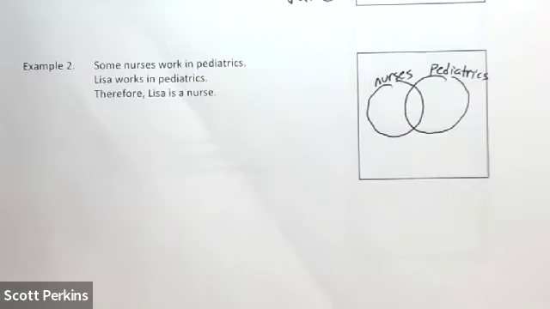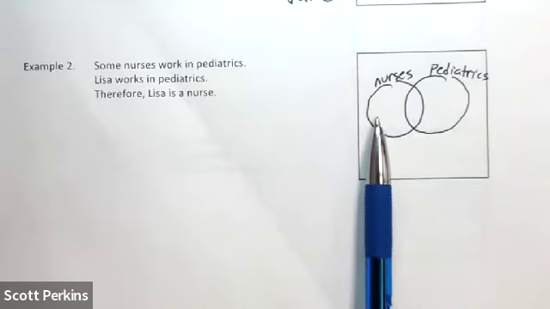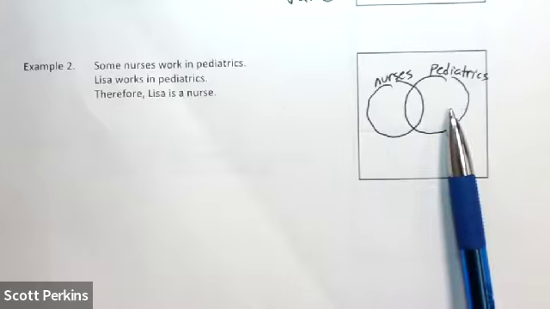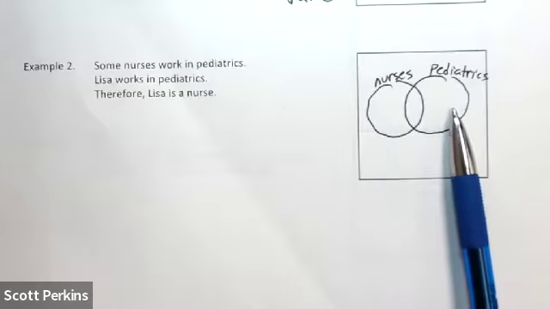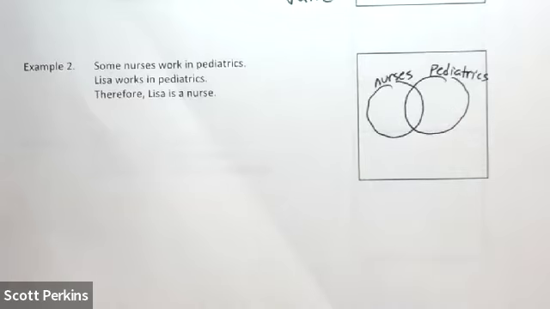So as I read those, where they overlap, that's the some nurses who work in pediatrics. This part of the circle is nurses who work in other places. And this part of the circle is the some people in pediatrics who are not nurses. So just basically interpreting those circles. Okay, so then the next statement says, Lisa works in pediatrics.